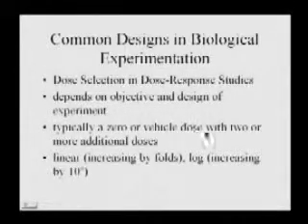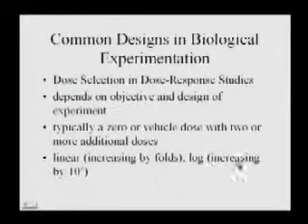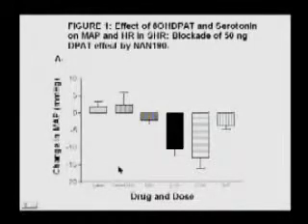So a 0 vehicle dose with 2 or more additional doses would be used. It can increase linearly, or increase by fold. We saw that: 2-fold and then 3-fold, from 50 to 100 to 150. Or a log increasing by 10 to some power, 10 to the 1, 10 to the 2, 10 to the 3, and so forth. So here we see the 30-minute time points.